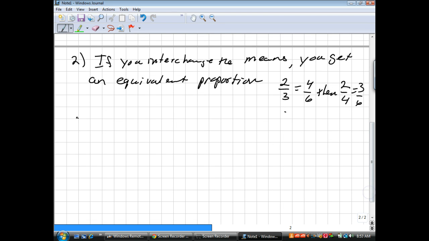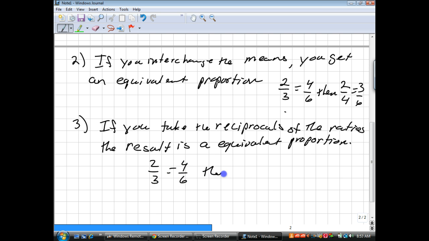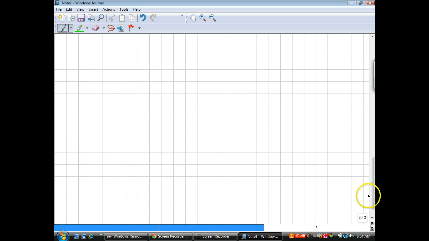Okay, property number 3. If you take the reciprocals of the ratios, the result is an equivalent proportion. Okay, so in other words, if I have 2 over 3 equals 4 over 6, then 3 over 2 has to equal 6 over 4. Okay, because that's the reciprocal, and notice that the means and extremes still holds. So that's how you check that it's true, because the mean and extreme still has to hold.